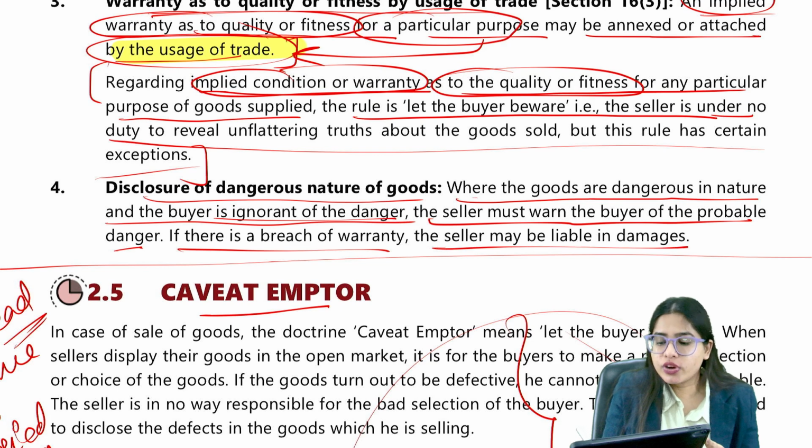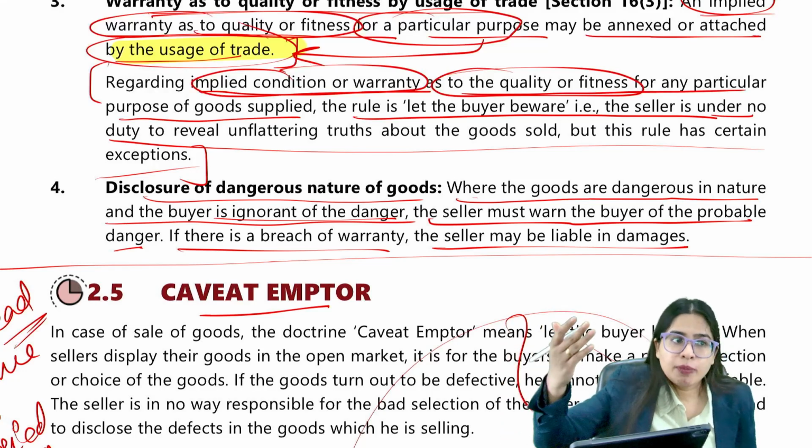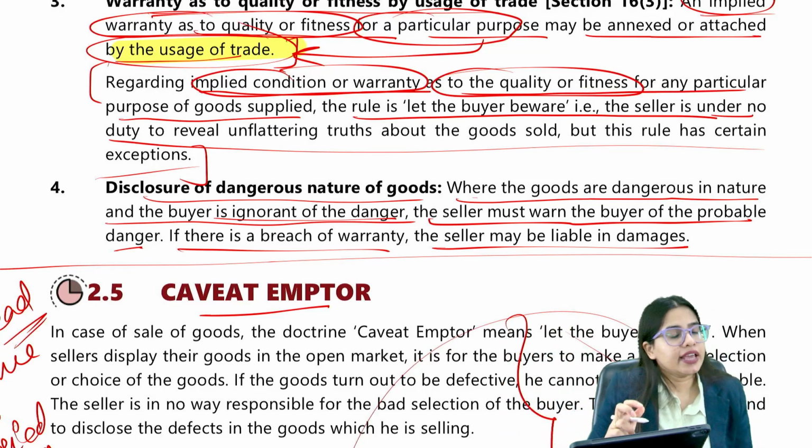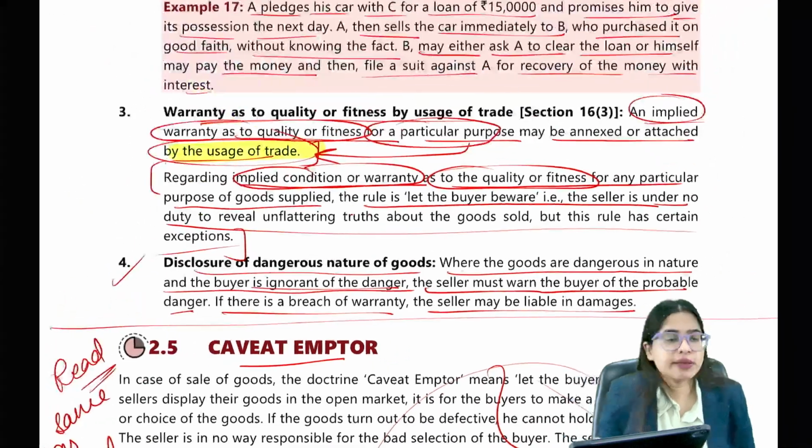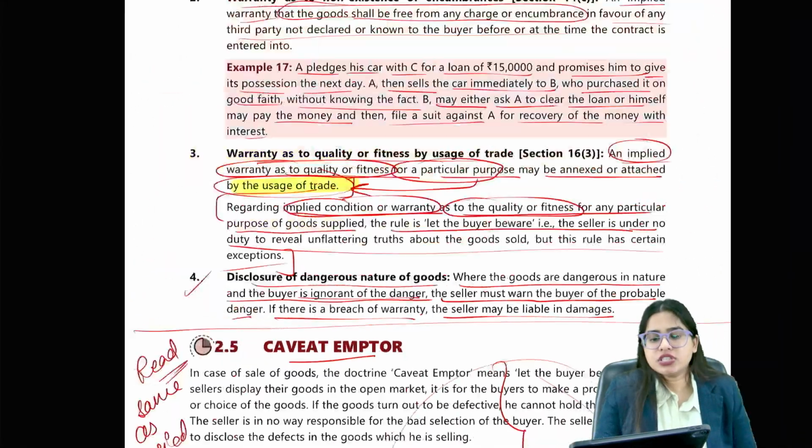If there is a breach of warranty, then the seller is liable to pay the damages. If the seller does not warn the buyer about the danger, then if the buyer suffers any loss, the seller has to pay the damages or compensation. This is implied warranty as to dangerous nature of goods.